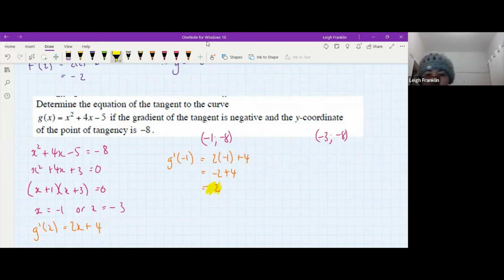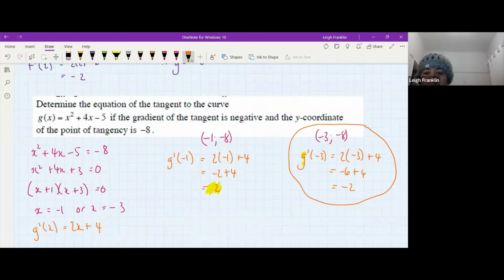Go and sub it in. So, whoopsie daisy, g prime of -3 into our derivative. So that gives us 2 times -3 plus 4. So that's -6 plus 4, which gives us -2. Okay, so this is the x and the y and the m, the gradient, that we have to use.